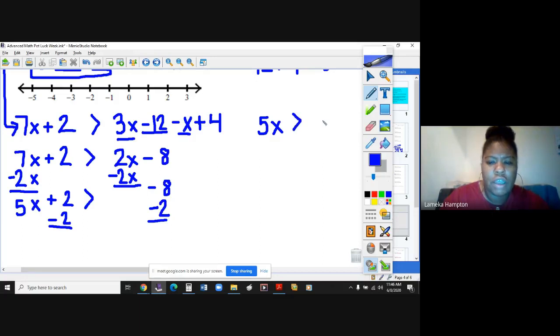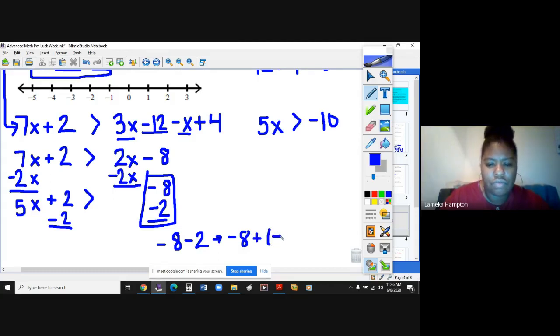is greater than negative 10. Again, how did I get negative 10? This is subtracting integers. So I have negative 8 minus 2. That is the same thing as me saying negative 8 plus negative 2. And that is how I came up with the negative 10. So again, you have to make sure that you know your integers, how to add, subtract, multiply, and divide them, because you will see this again as it relates to solving equations as well as inequalities.